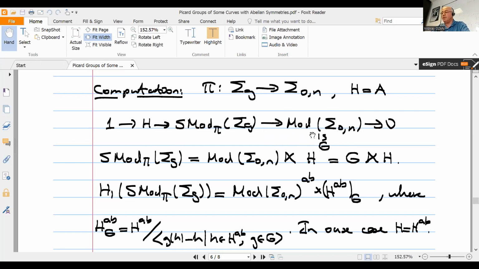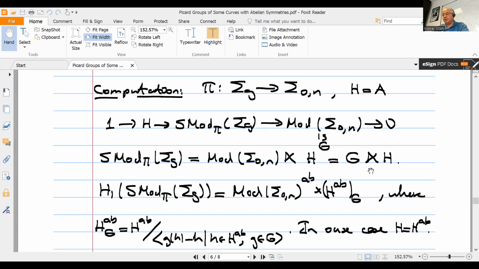If you think of it the other way around, each homeomorphism of this sphere lifts, and actually there are h many lifts. These three groups fit into an exact sequence like this. And here the middle one is the semi-direct product of the other two groups. We are interested in the abelianization of this group, H1 of this one.